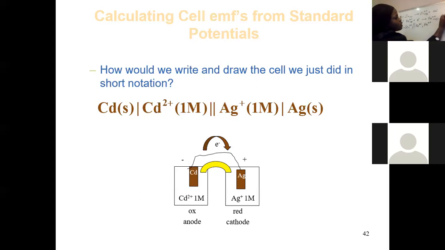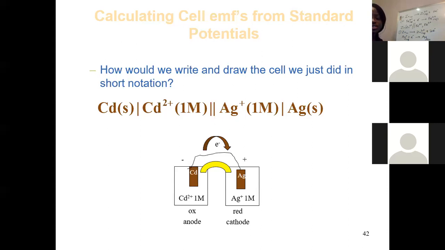Assuming equation 2, so let's say equation 1 is zinc as it is on the board, so zinc to Zn2+ plus 2 electrons. And then you have say Ag+ plus electron to Ag. This is aqueous. What would be the cell notation?